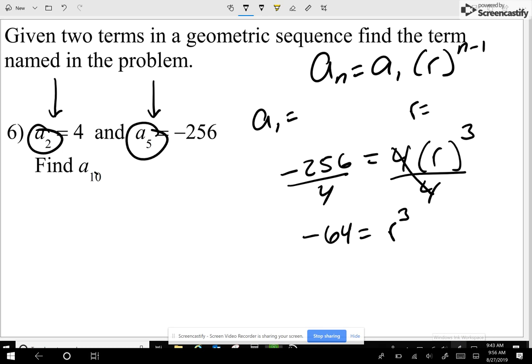To solve for r, because it's r to the third power, I'm going to do the cube root. All right, r to the third, I'm going to do the cube root. You guys should have a key on your calculator that says the square root, the radical sign, and there's like an x because we don't know which root you're going to use. Some calculators said to the third power.